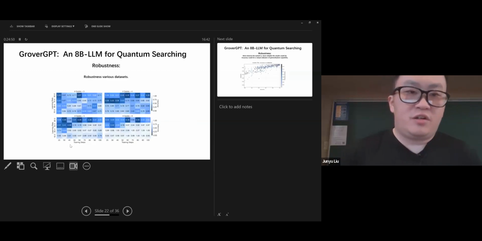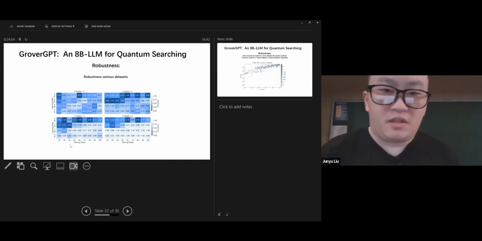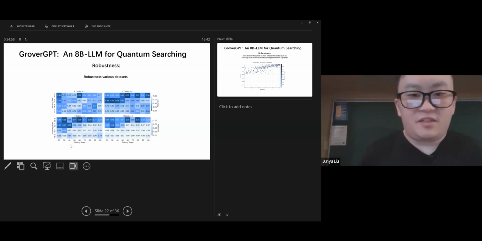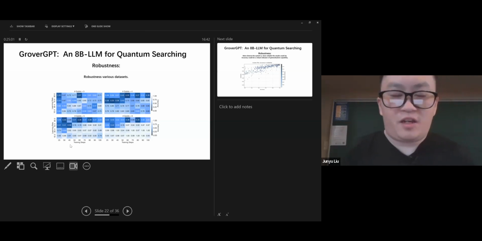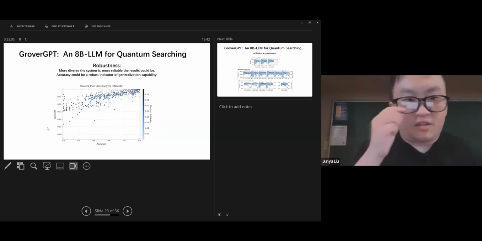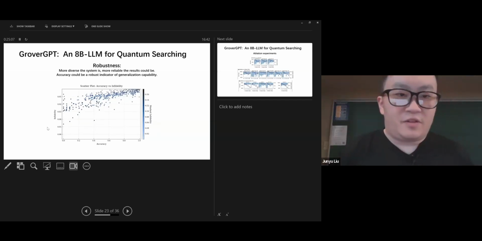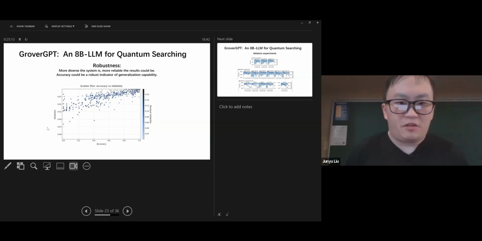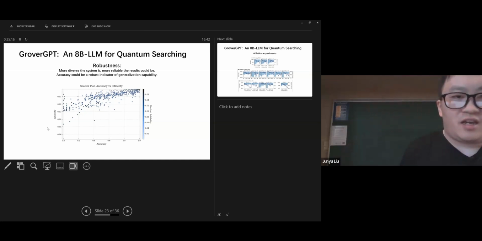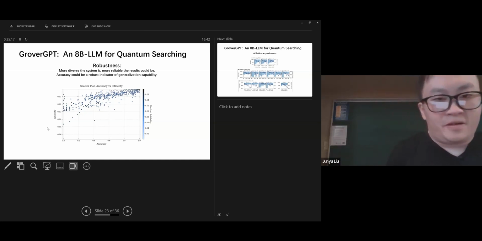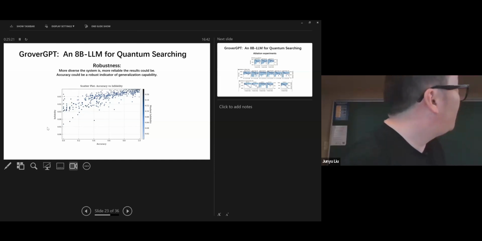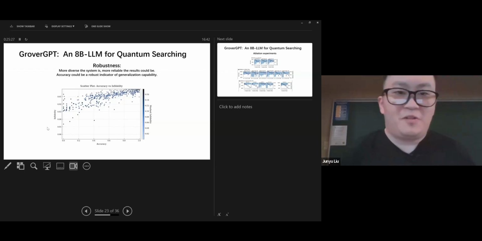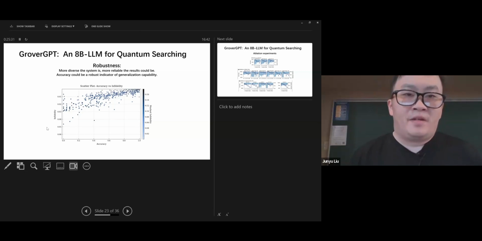We also show that this LLM is robust against various data sets. If we change different data sets, the learning rate, or other hyperparameters, the accuracy is still okay. We also find that the two metrics, accuracy and fidelity, align with each other. This figure shows our various experiments and the coherence of these two metrics: if you get one, you can also get the other.